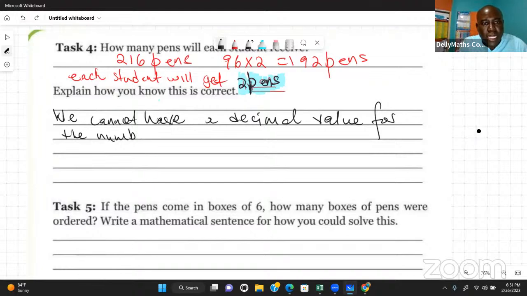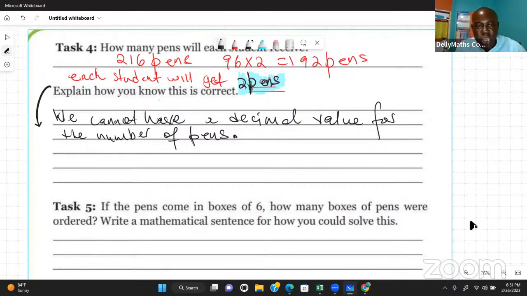We know that we can't have a decimal value for the number of pence, right? So that is why we're not just going to run away with the 2.25. No, it's going to be 2. Everybody will get 2. And we are explaining to the examiner that I can't have a decimal number for pence. Pence has to be a whole number. I can't break the pen and say you get a piece of the pen. All right, so that's the way forward as we go.